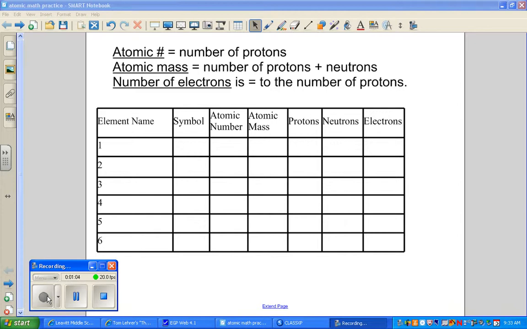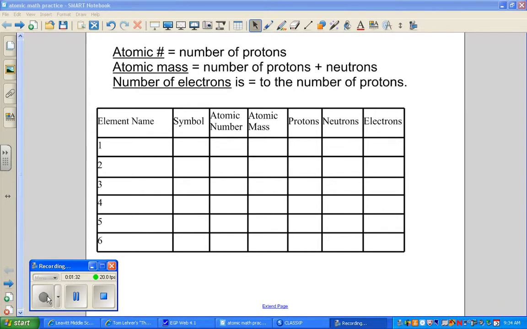The atomic number tells you the number of protons. The atomic mass is the number of protons plus neutrons. Remember how I said the worst you're going to have to do is subtract? If you subtract the atomic number from the atomic mass, you're left with the neutrons. And then the number of electrons is equal to the number of protons.